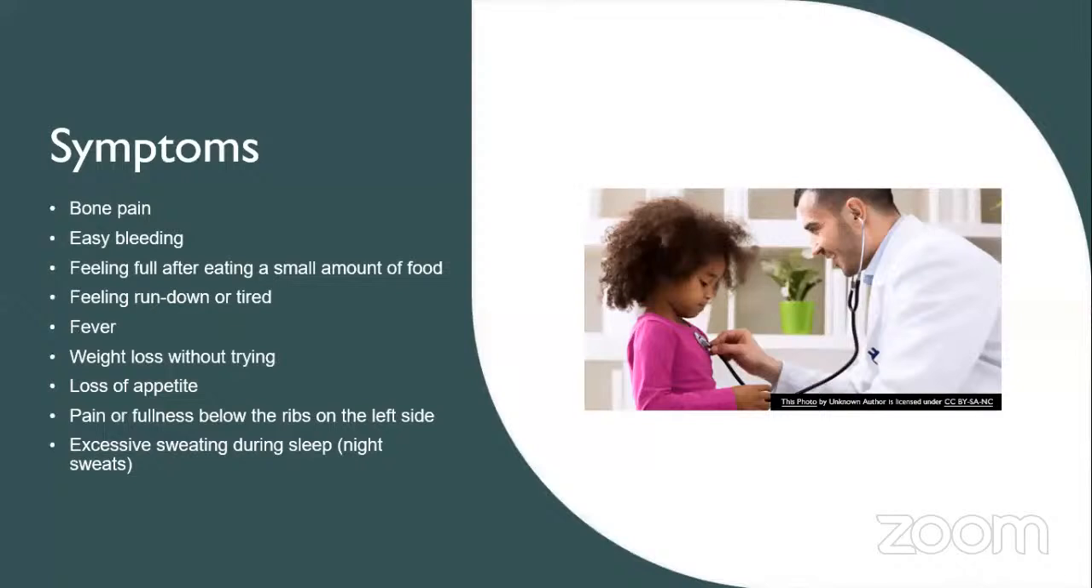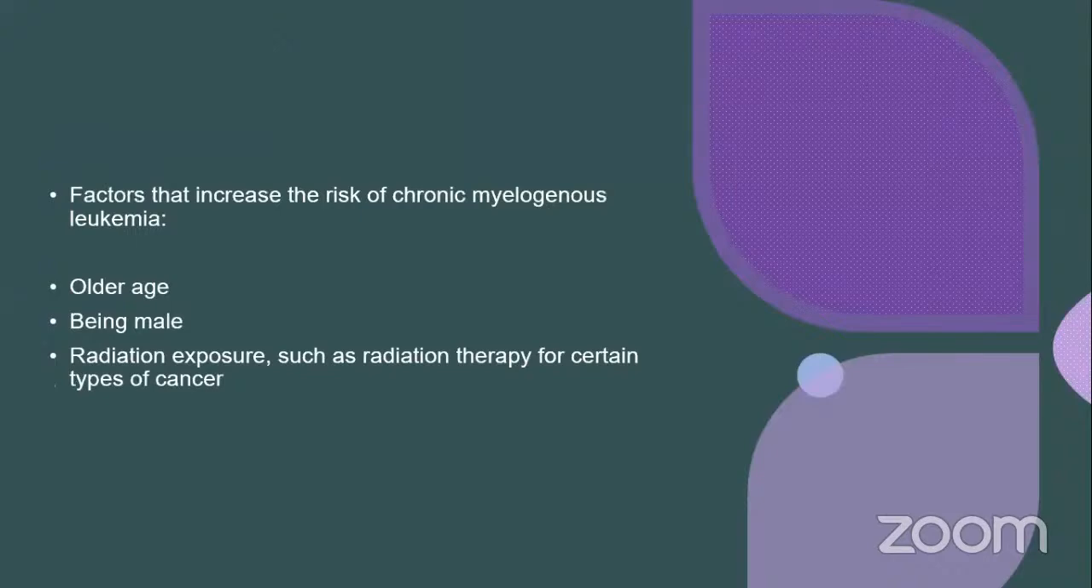So the symptoms are bone pain, easy bleeding, feeling full after eating a small amount of food, feeling run down or tired, fever, weight loss without trying, loss of appetite, pain or fullness below the ribs on the left side, and excessive sweating during sleep, which is night sweats. The factors that increase the risk of chronic myelogenous leukemia are older age, being male, and radiation exposure, such as radiation therapy for certain types of cancer.